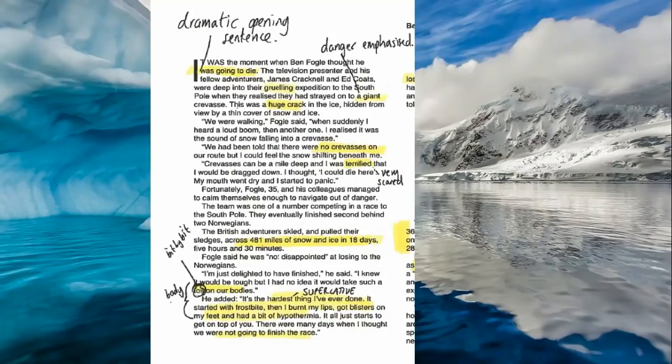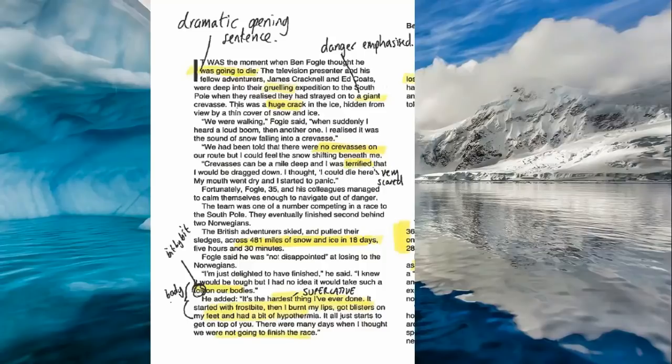So these are my annotations. We've talked about the dramatic opening sentence. It's not just called an expedition, it's an adjective. Grueling makes it sound tough and hard. There isn't just a crevasse, it's a giant crevasse. Again, that emphasises the danger. What connotations do we have with giant? Something is enormous. Then he doesn't just say he was anxious. Ben Fogle was terrified, which shows he's very scared.